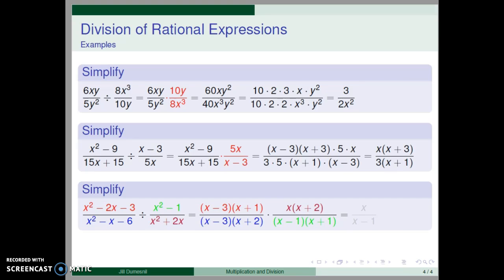Notice that factors of x minus 3, x plus 1, and x plus 2 can all be canceled, leaving a simplified x over x minus 1 for our final answer. Again, we should really state explicitly that x cannot be -2, -1, or 3 in our final result.